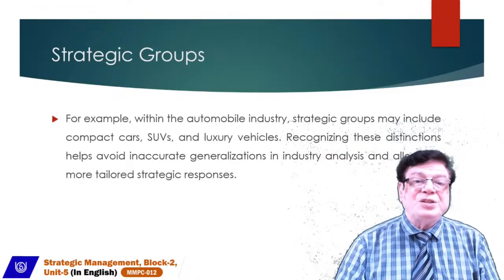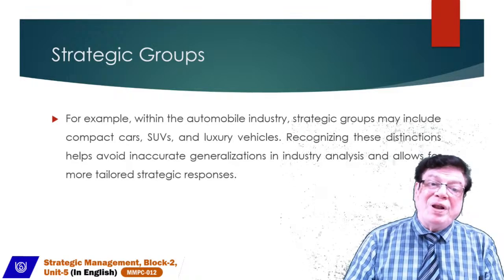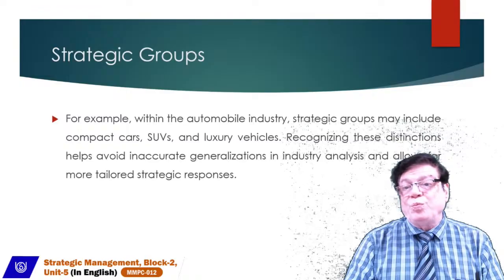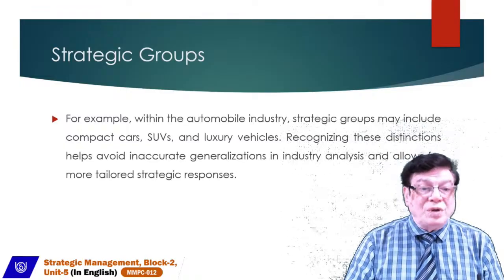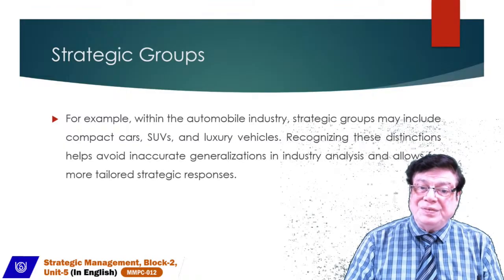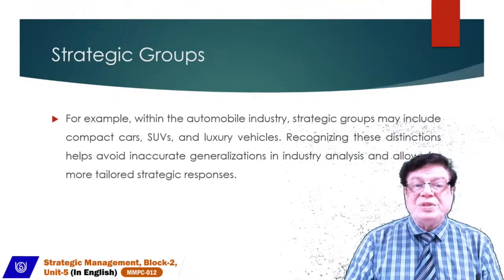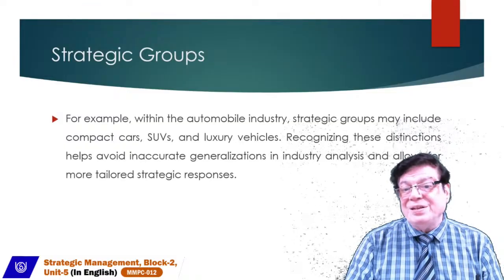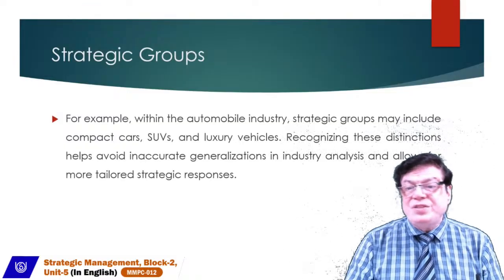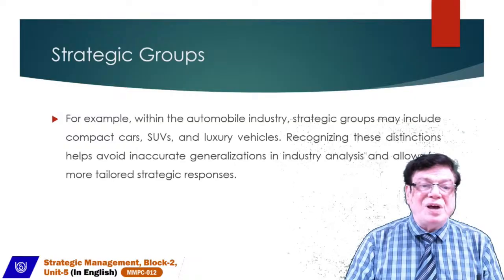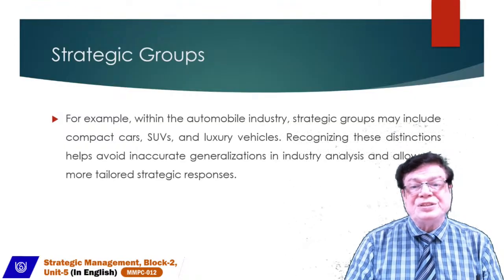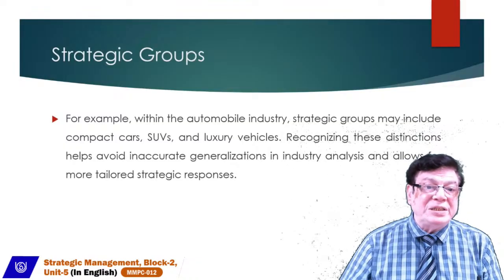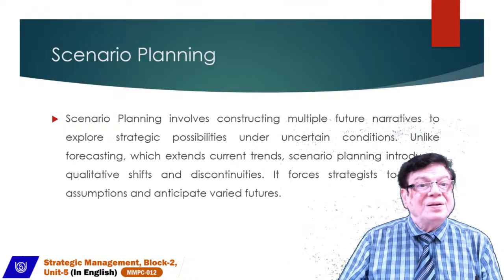So we can understand this with an example. Within the automobile industry, strategic groups may include compact cars. One group is compact cars, another group is SUVs, and the third one is luxury vehicles. Recognizing these distinctions helps avoid inaccurate generalizations in the industry analysis and allows for more tailored strategic responses.